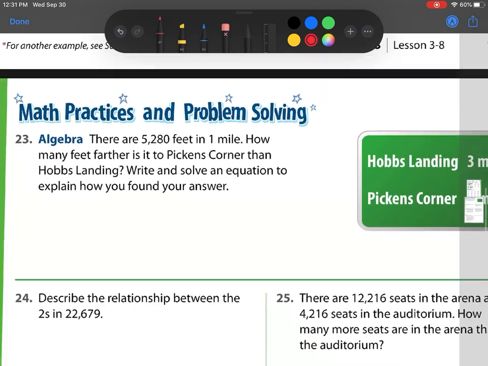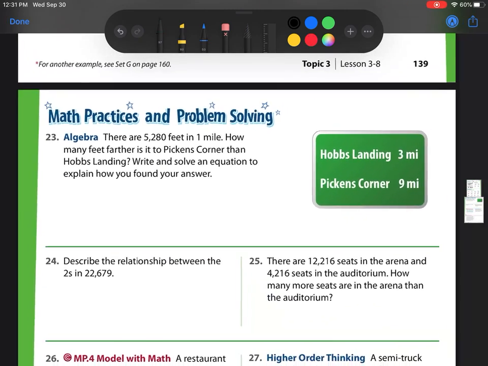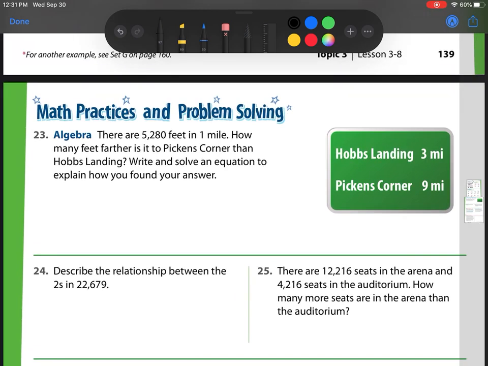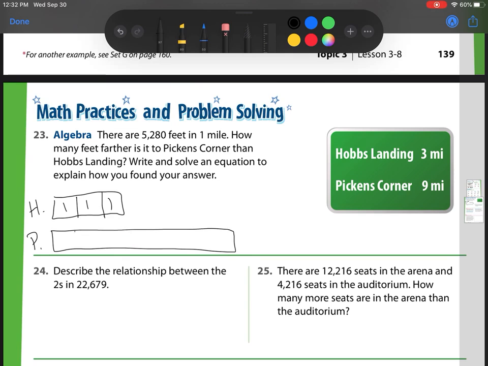So now for our last one, being our last page. There are 5,280 feet in 1 mile. How many feet further is it to Pickens Corner than Hobbs Landing? Write and solve an equation to explain how you found the answer. Well, first what I'm going to do is draw a model. It doesn't say for me to, but it's going to help me. So this is going to be my Hobbs Landing. And notice how it says it's 3 miles. So I'm going to break it up into 3 boxes. This is 1 mile, 2 miles, 3 miles. Pickens Corner is how many? Well, it's 9. So that's going to be 1, 2, 3, 4, 5, 6, 7, 8, and 9 miles.